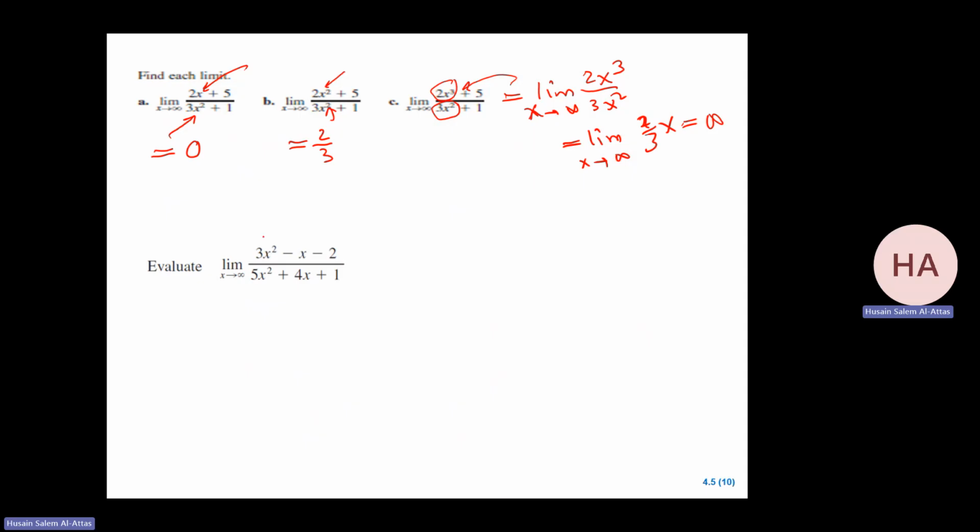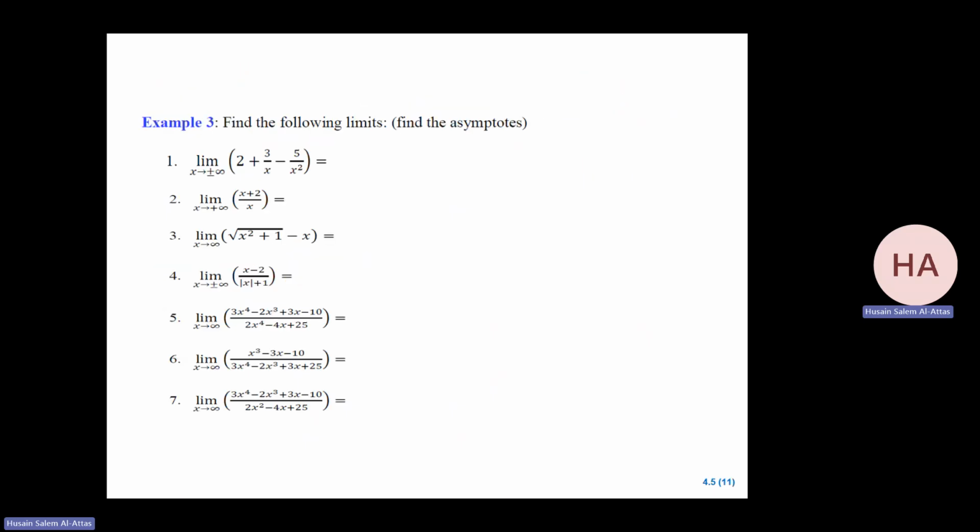Same thing here. Where is the control? The control is here and there. Oh, no need to find the control because it's the same degree. So the answer is what? 3 over 5. You can do this quickly. This goes to 0. This goes to 0. So this is 2. This is the same power. This is 1. This one you need to rationalize. Make this over 1 and rationalize it.